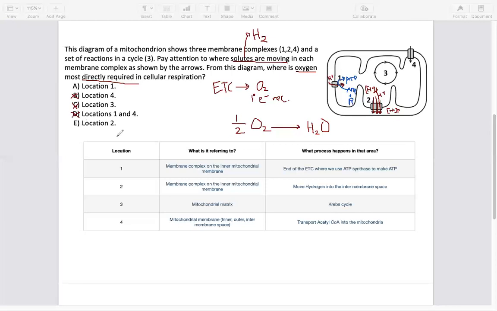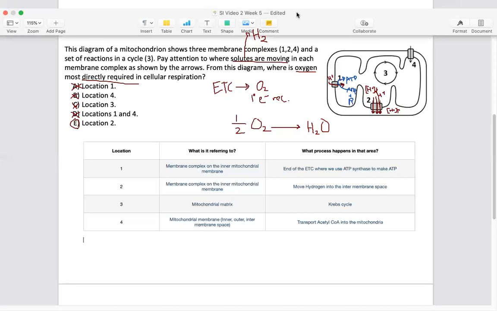That's where we narrowed it down to, location 1 or location 2, right? And again, we wouldn't be dealing with location 1 just because this would be the end of the electron transport chain, and this does not require oxygen. Remember that, again, we make ATP at that last step, and so that leaves us with our answer choice E, which is location 2.